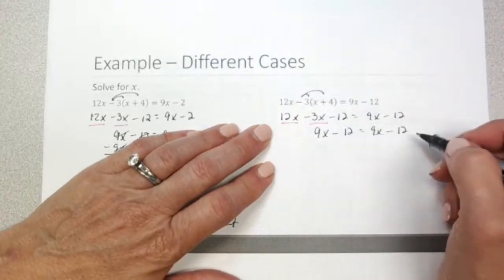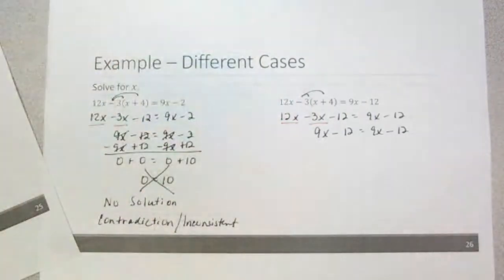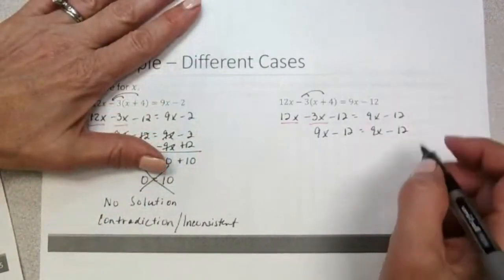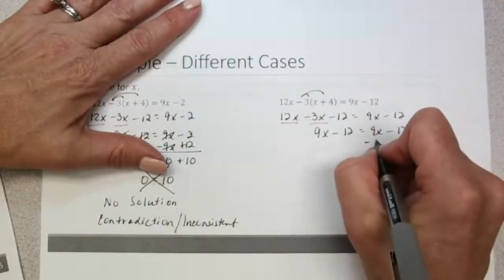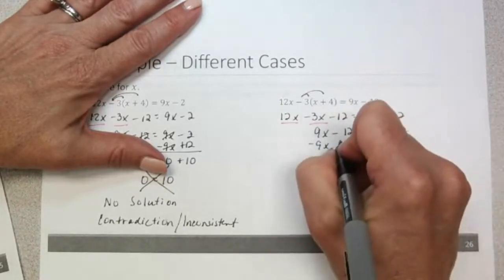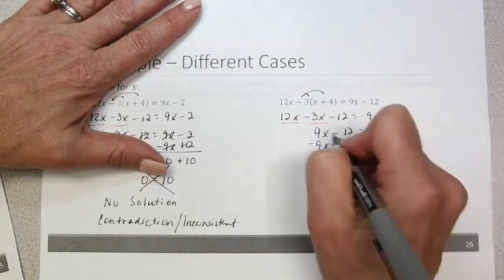Look at that. Obviously, those are the same, right? They're both equivalent on both sides of the equation. But let's just follow the steps and continue solving. Let's bring the x's over to the left. So we'll subtract a 9x from both sides, bring the constants to the right. So we'll add 12 to both sides.